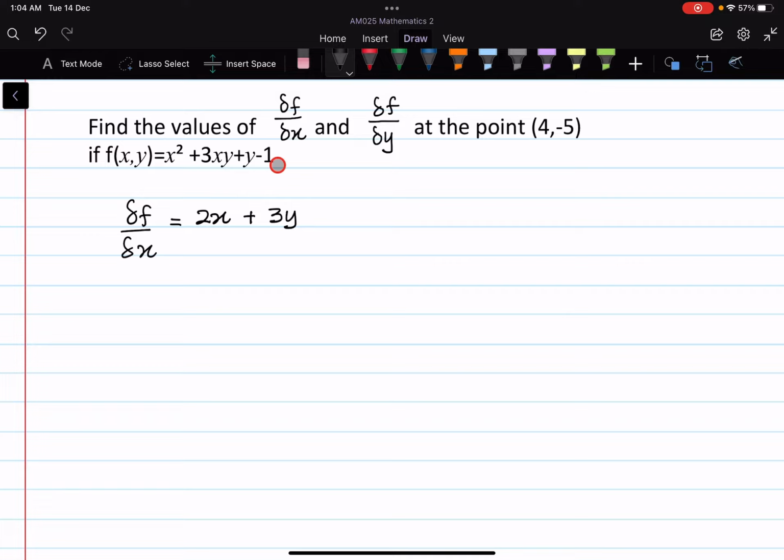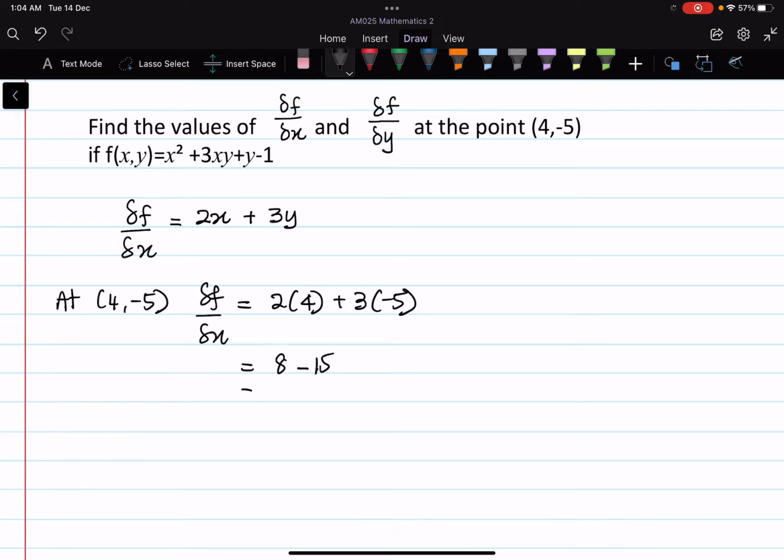So let us substitute the point (4, -5) into our ∂f/∂x. So we're going to get 2 times 4 plus 3 times -5, which is 8 - 15 = -7.